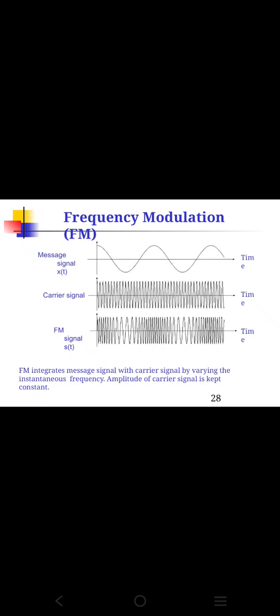When coming to the frequency modulation technique, here the frequency is changed. The frequency of the carrier signal is changed according to the message signal. When the instantaneous frequency is changed, the modulation occurs, and the amplitude is kept constant in frequency modulation.